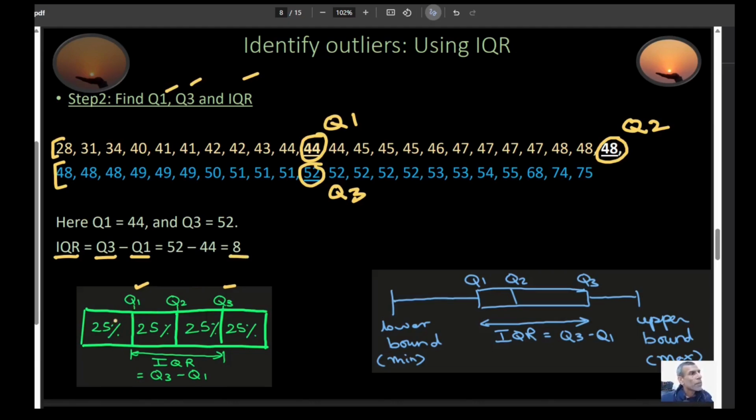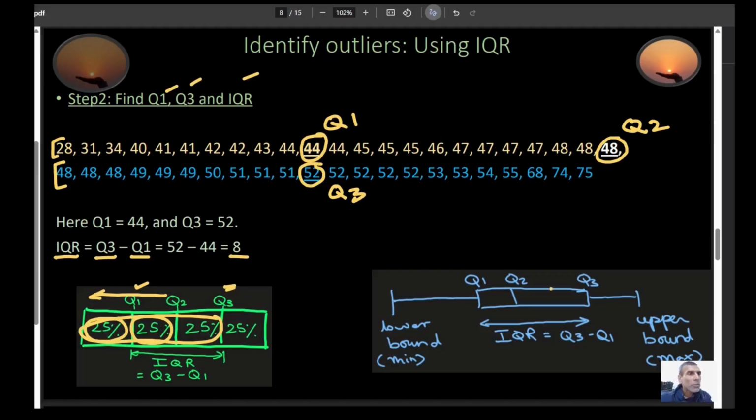Q1 means that it is a data point where 25% of your data falls below that Q1. Q2 is the data point where 50% of your data falls below Q2. In other words, 25% of your data falls between Q1 and Q2, and likewise your Q3 is a data point where 75% of your data falls below Q3. Or you can also say 25% of your data falls between Q2 and Q3. And so this is the physical significance of your Q1, Q2, Q3.